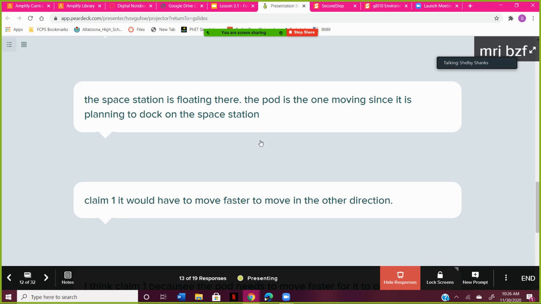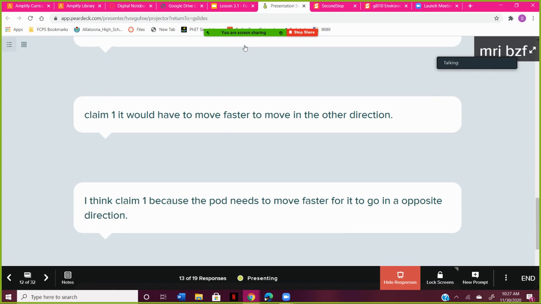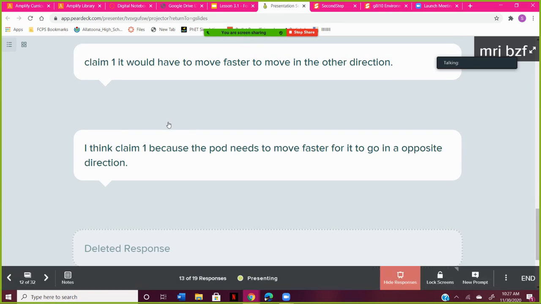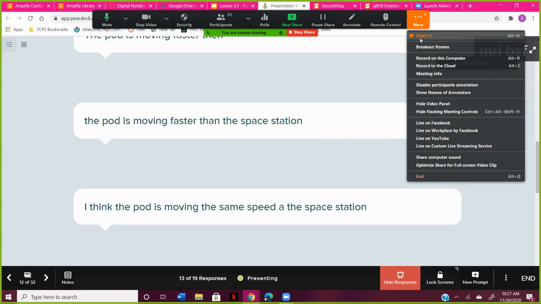All right, so this one is correct, but what's happening after the pod hits the space station? So the space station, it's just floating there. It's kind of just still. And the pod is the one that's moving, since it's planning to dock. But what's going to happen after the pod hits that space station? All right, so we're kind of all over the place.